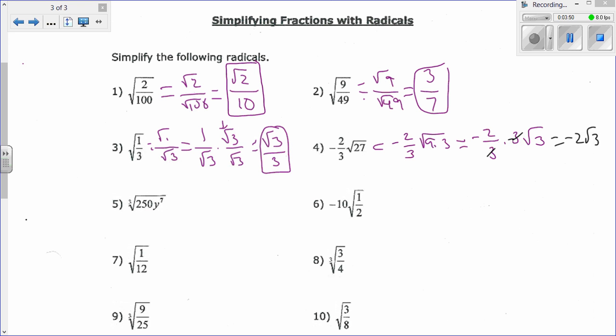Number 5 is a little bit different because we have a cube root, remember from yesterday. We need to find the perfect cube that divides into 250 evenly, and that would be 125 times 2. So this is the cube root of 125 times 2, and break down the y to the 7th to y to the 6th times y. So when I clean that up, cube root of 125 is 5. The cube root of y to the 6th is y squared. And then I'm left with the cube root of 2y.